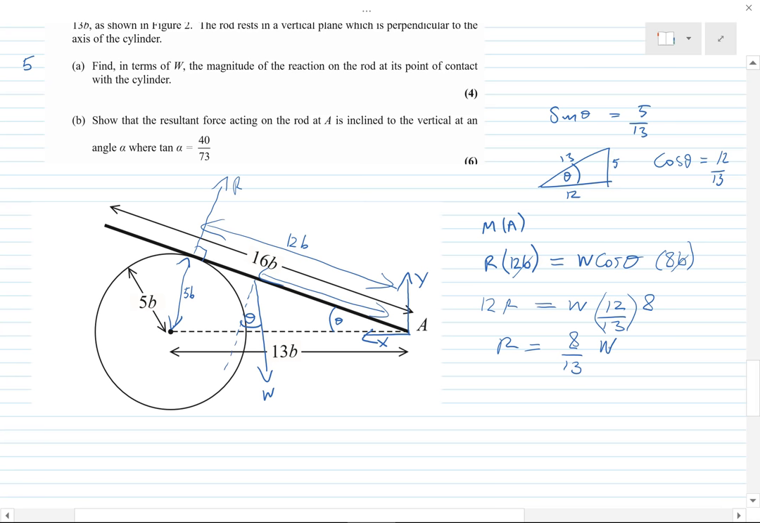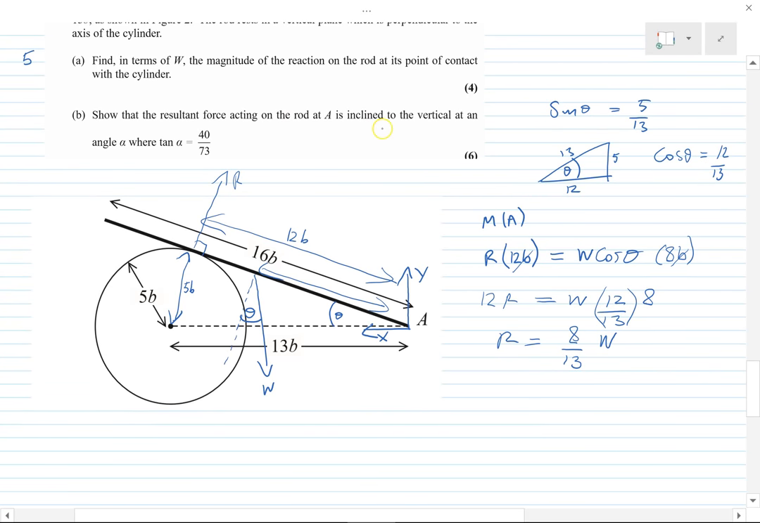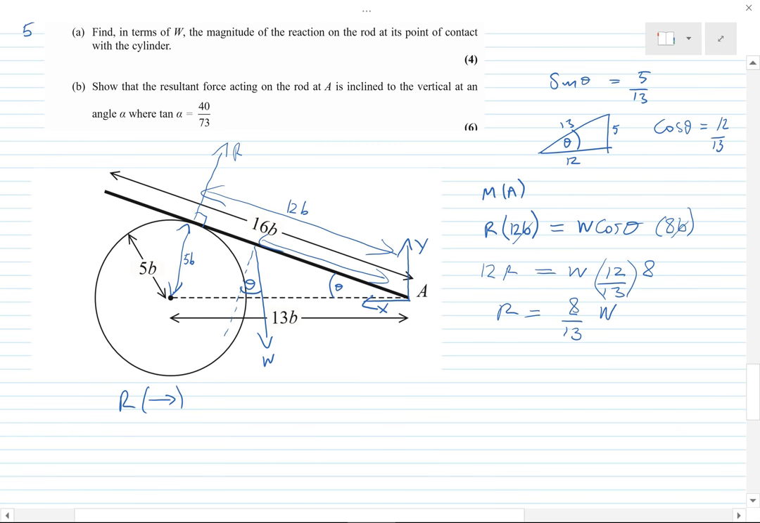Right, so now we can go on to the second bit, and it wants the resultant force acting, it wants the angle that this is inclined at. We need to find the vertical and horizontal components and then do a bit of a trick to work out the angle. Generally speaking, it's not a good idea to do moments more than once. Sometimes it is, but the resolving equations are normally easier to use. So we can easily get two resolving equations here, particularly in this case, because we've got Y and X that we're looking for.